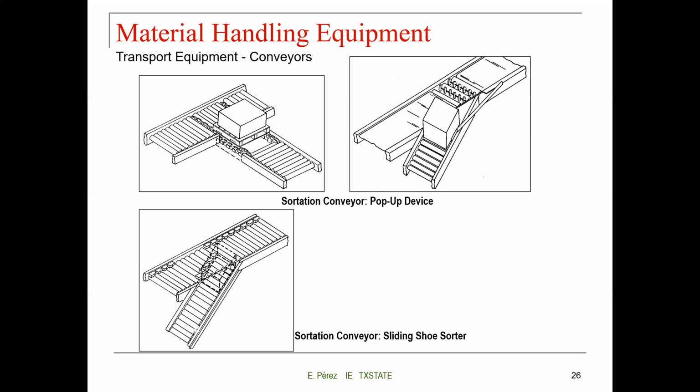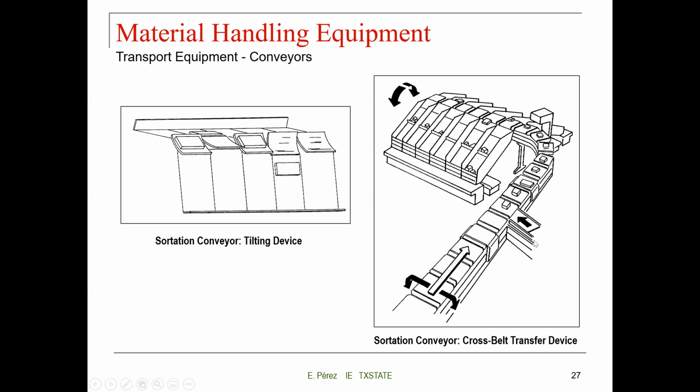Sortation conveyors, we have the pop-up device. Again, it will depend on the needs. So sometimes you have some sensors in these conveyors and they will read a card or some type of code in your boxes. So when you receive these packages from Amazon, you see that you have different codes on top of the box, on the tape that is coming in the box. So that information is used for sortation purposes. So more sortation here. We have the tilting device and we have the cross-belt transfer device.